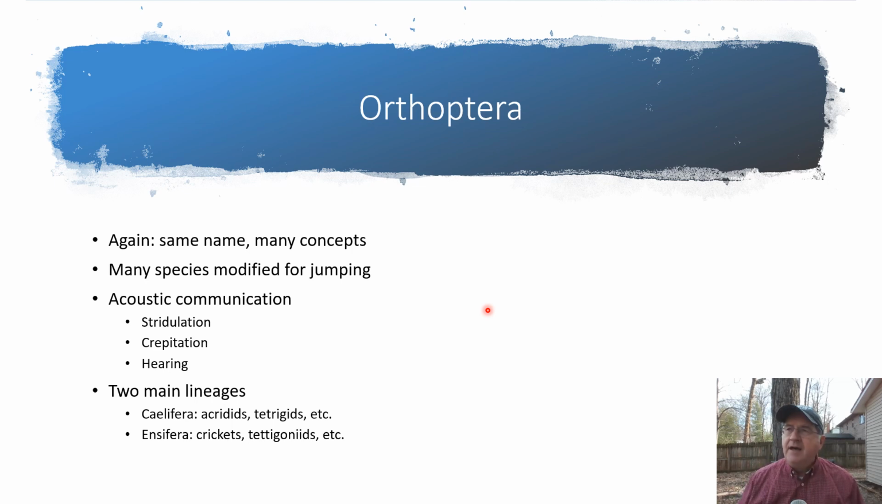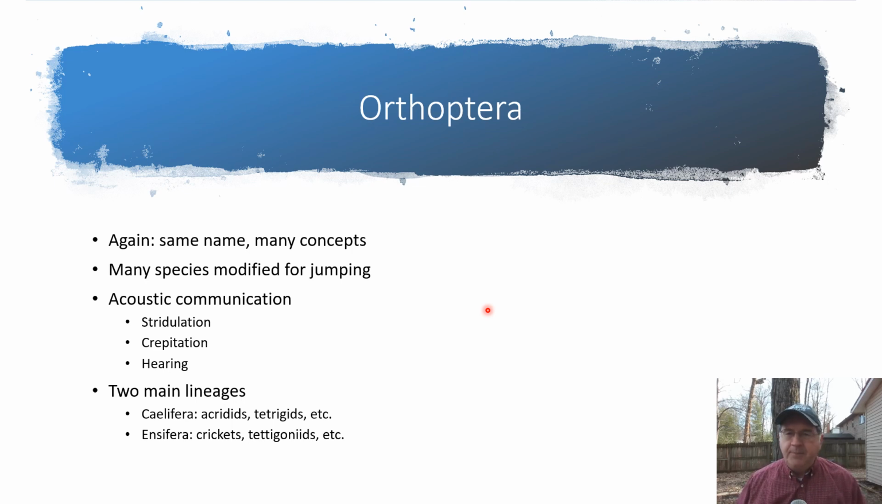So basically, I'm talking about Orthoptera in a very strict sense, and the easiest way to characterize these guys is to say that these are the Polyneopterans that are modified for jumping. There are some that are no longer modified for jumping, but the vast majority of them are. Species in this group are well known and well studied for their acoustic communication, so they communicate using sound, and the sound can be made in a couple of different ways.